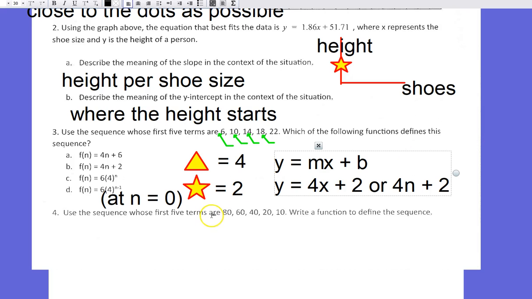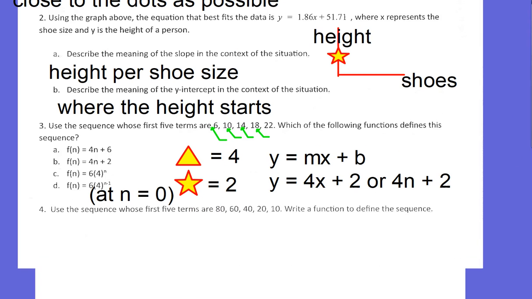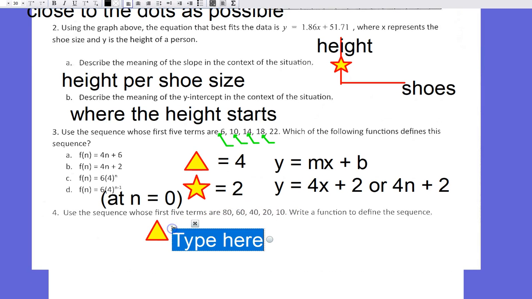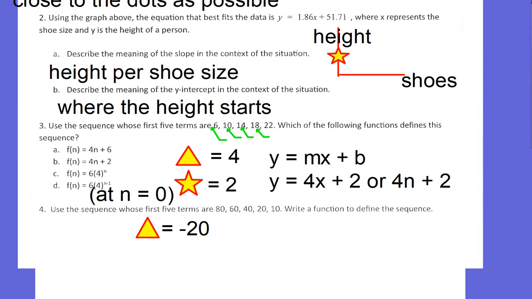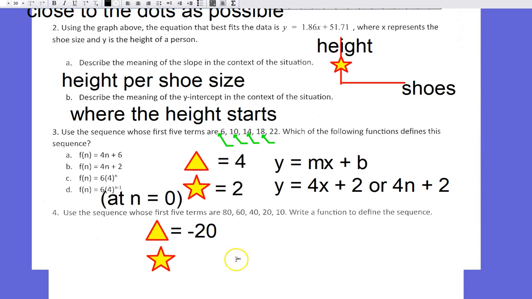Exactly the same thing here. These numbers change by 80, 60, 40, 20, they change by subtracting each time. They subtract 20. So 80 to 60 to 40 to 20, they're subtracting 20 each time. Where do they start? I'm not asking for they start at 80, I mean the number that's in front of 80.